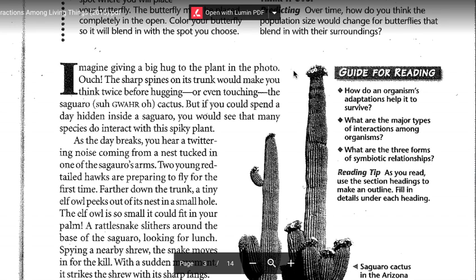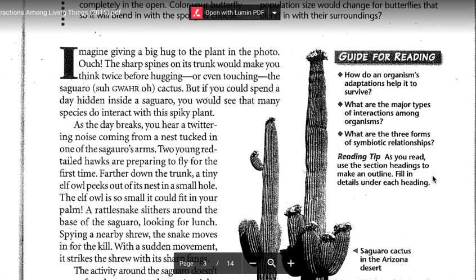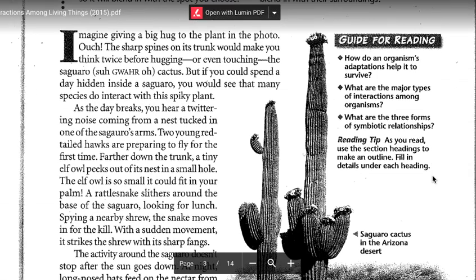So, how do an organism's adaptations help it to survive? What are the major types of interactions among organisms? And what are the three forms of symbiotic relationships? These are things that the book says are really important and therefore probably are pretty important. All right, let's get started. I'll start reading over here.